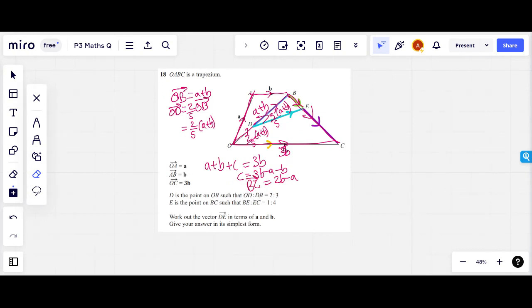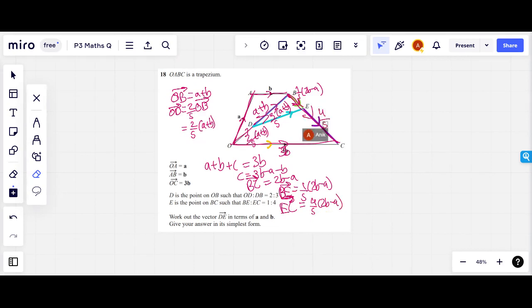And then similarly, we can deal with the fractions. We know that if BE is 1 part, EC is 4 parts, then the whole thing BC is going to be 5 parts. So BE is therefore 1/5 of BC, which is the total length. So BE, which is just this little bit here in the green, is going to be 1/5 of BC, which is 2b minus A. So that's 1/5 (2b minus A). And then we can work out EC, has to make up the rest, which is going to be 4/5 of (2b minus A). That's this.